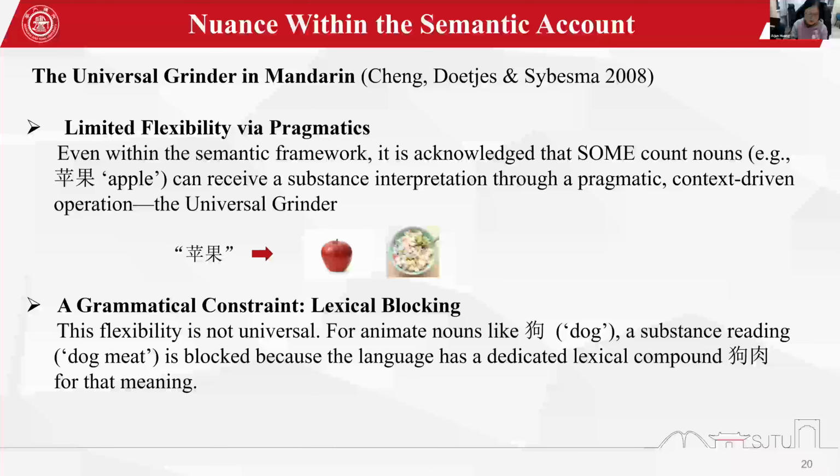For instance, they mention the example of animate nouns like 狗. According to them, animate nouns like 狗 can never get a substance-denoting reading because of the lexical blocking effect. They mentioned that if we want to denote dog meat, we have another compound word for that meaning. So for them, 狗 can never get a substance reading, only the count reading is possible. This is the lexical blocking effect.